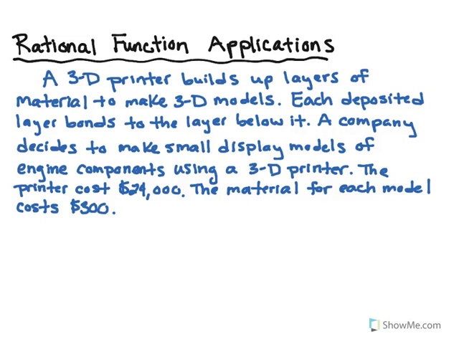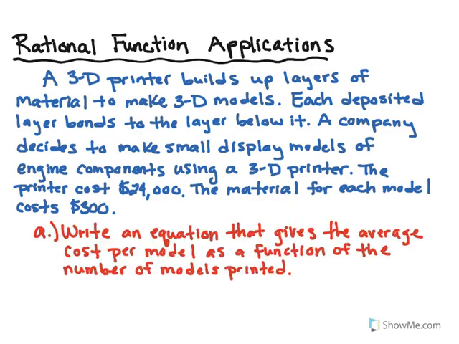So here's our problem. It says a 3D printer builds up layers of material to make 3D models. Each deposited layer bonds to the layer below it. A company decides to make small display models of engine components using a 3D printer. The printer costs $24,000. The material for each model costs $300.